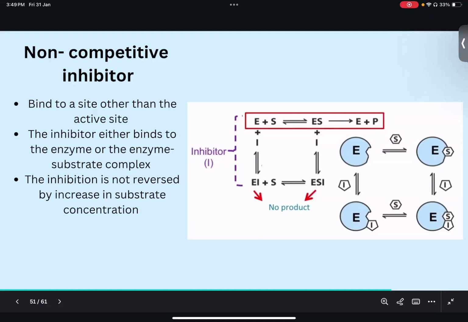So anything that binds to the active site of the enzyme will alter the Km. Anything that does not bind to the active site will not alter the Km, it will alter the Vmax, okay? In the case of non-competitive inhibitor. An example is lead poisoning and heavy metal poisoning. These are non-competitive inhibitors.